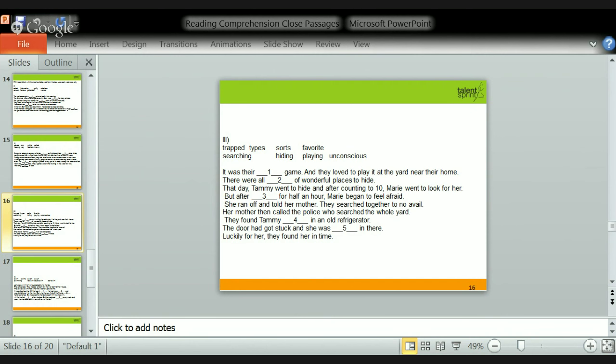They were all dash of wonderful places to hide. Look at the options: trapped, types, sorts, searching, hiding, playing, unconscious. They were all sorts, right? I'd say all sorts of people, all sorts of good places. So that's the right answer for this particular sentence.